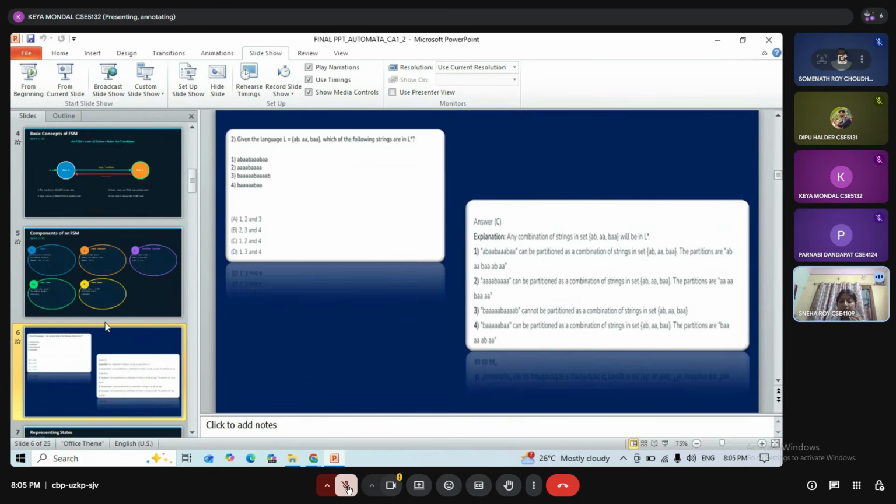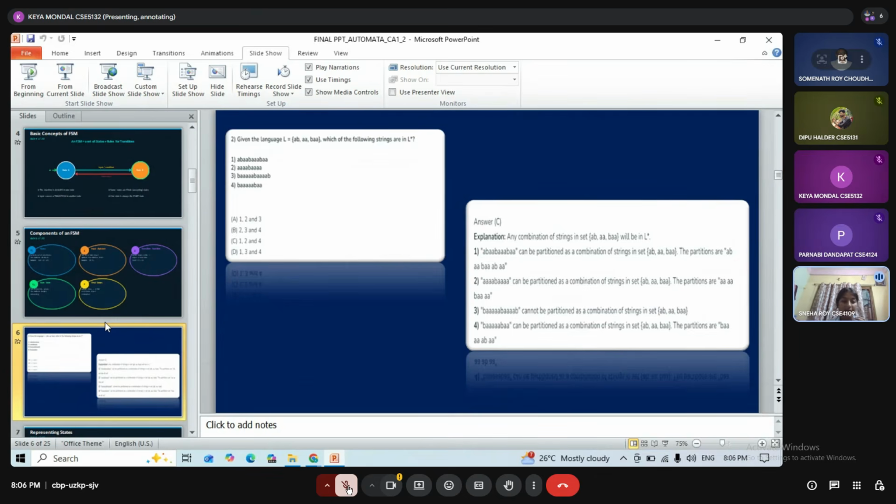So here are 4 options and we can partition them using the given strings. The first option, AB, is partitioned as AB plus AA plus BAA plus AB plus AA. Now comes the second option: AA plus AA plus BAA plus AA. The third option cannot be partitioned, because using AB, AA and BAA there is no partition. Now comes the fourth option: BAA, partitioned as BAA plus AB plus AA.